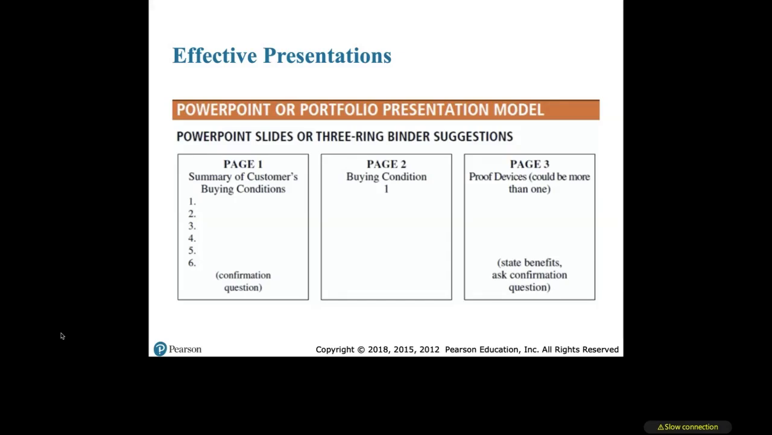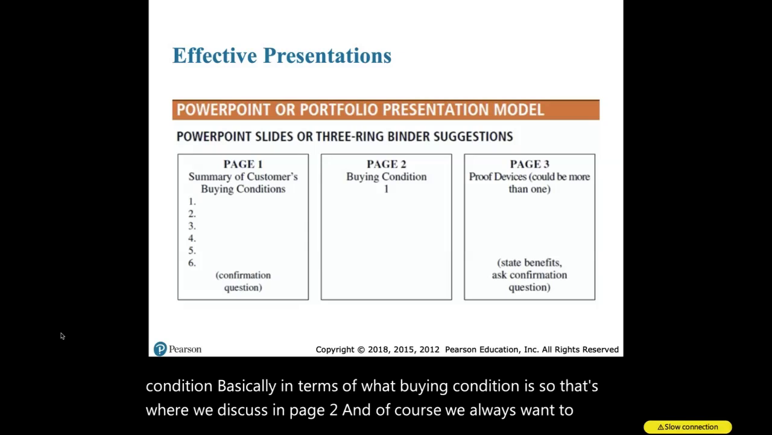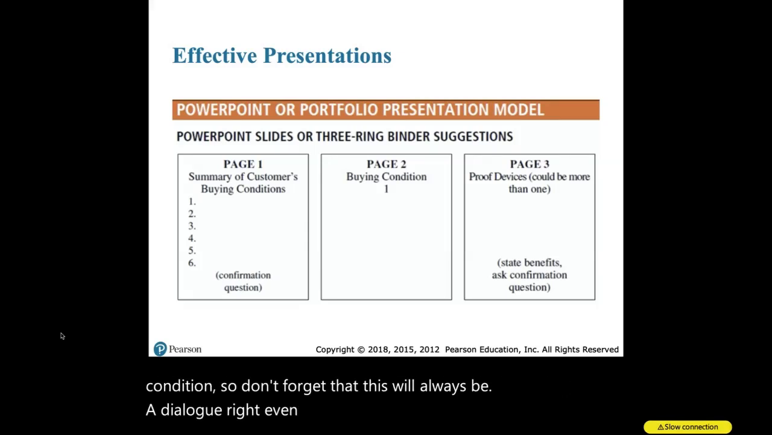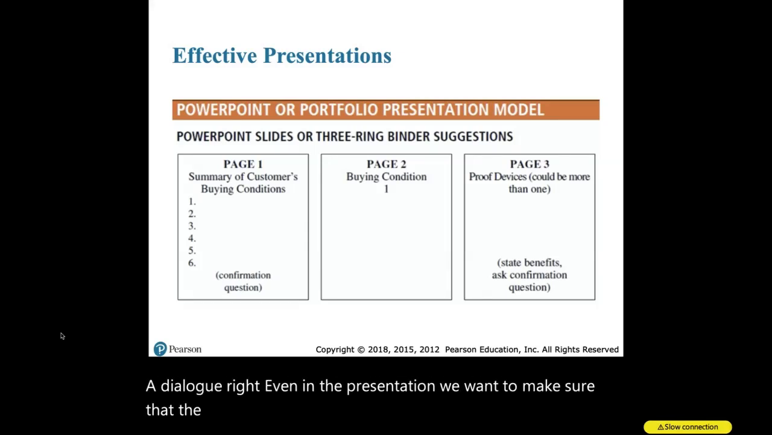So you'll start off with perhaps a summary of the buying conditions, right? There should be about 6 buying conditions for each scenario. And then we want to actually break up each buying condition in terms of what the buying condition is. So that's what we discussed in page 2. And of course, we always want to confirm whether or not that is in fact the buying condition. So don't forget that this will always be a dialogue. Even in the presentation, we want to make sure that the customer is along. They're contributing to the confirmation.